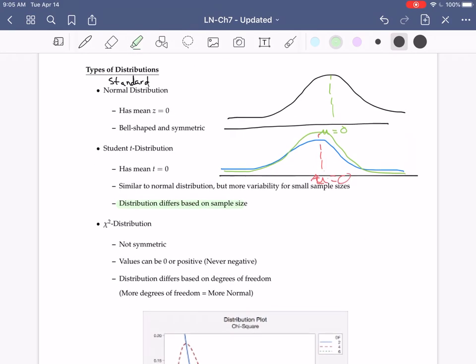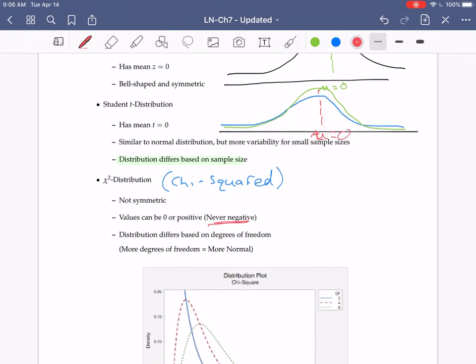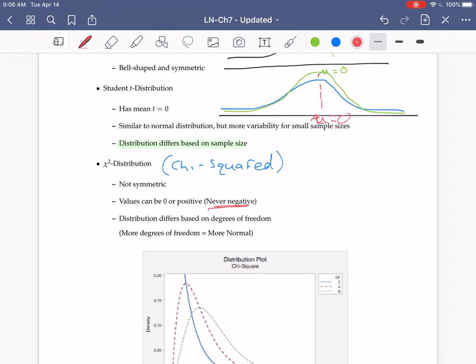aspect of this. Now, our new distribution is the chi-squared distribution. Right? So that's a chi-squared distribution. With the chi-squared distribution, this is a distribution that is not symmetric. The values can be 0 or positive, but those values are never going to be negative. The distribution is going to differ based on degrees of freedom. The more degrees of freedom we have, the more normal it will be.